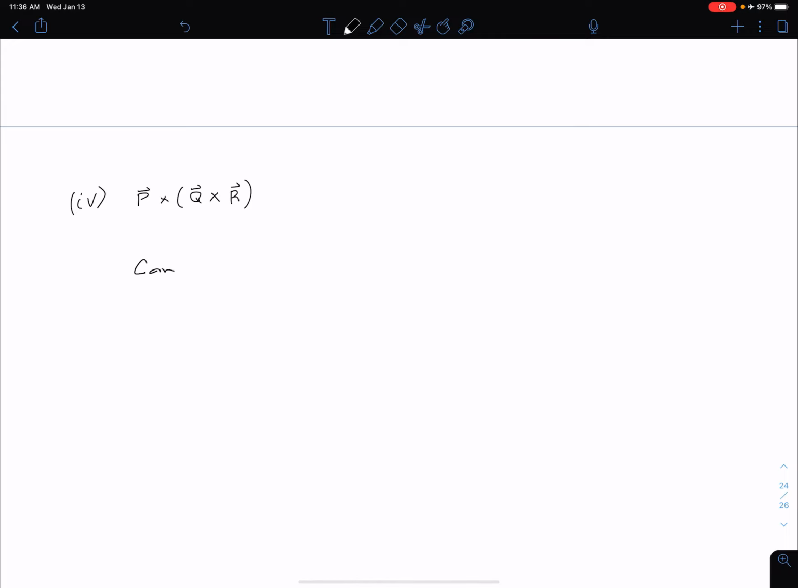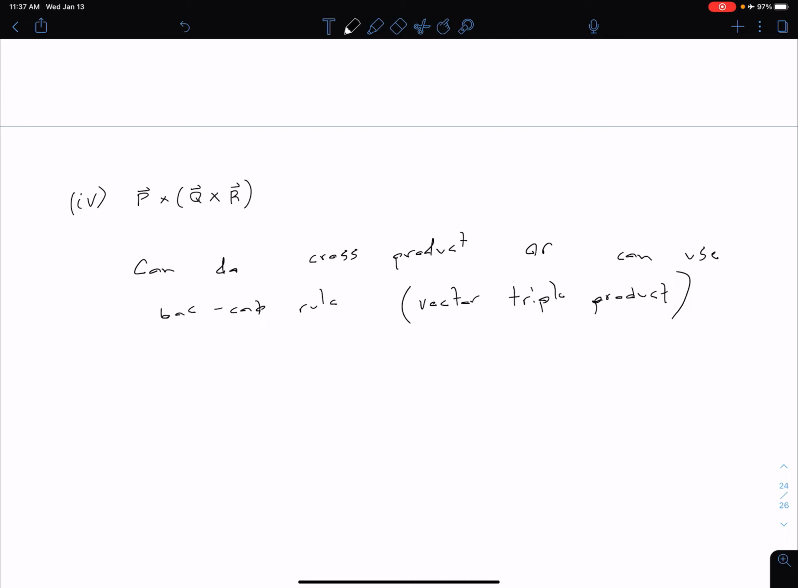So we can do the cross product twice, or we can use that BAC-CAB rule, because we recognize that this is a vector triple product. And so what we can do with our BAC-CAB rule is, instead of doing all these cross products, we can essentially just do dot products, multiply vectors by scalars, and then vector subtraction.